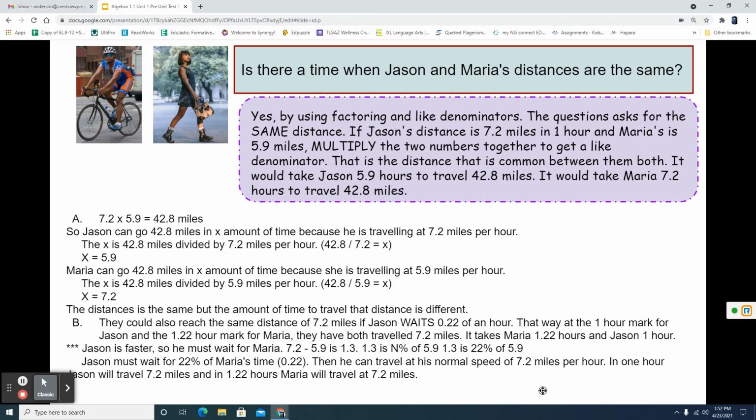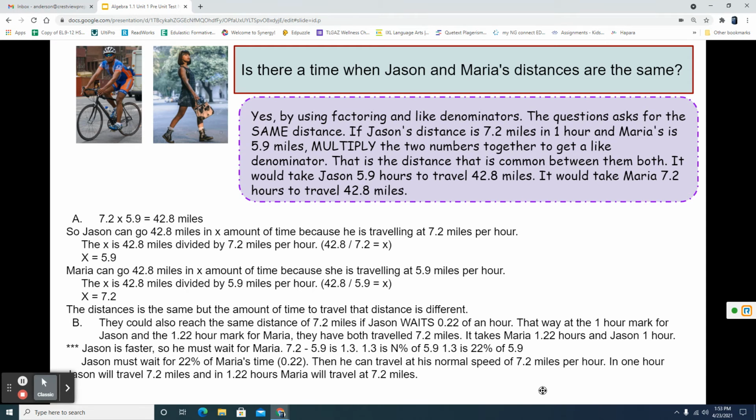And that is the distance if Jason waits for 0.22 of an hour, or basically 1/5 of an hour. That way, at the 1 hour mark for Jason and the 1.22 mark for Maria, so approximately 1 1/5 of an hour for Maria, they will both have traveled 7.2 miles. It takes Maria 1.22 hours and Jason 1 hour to hit that 7.2 miles. So their distance would be the same, it's just the amount of time it takes them would be different.